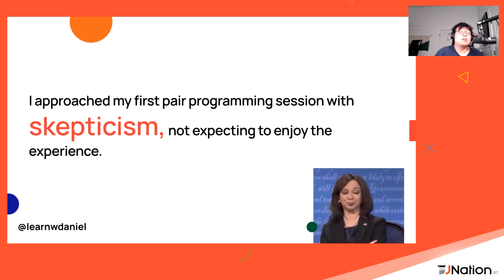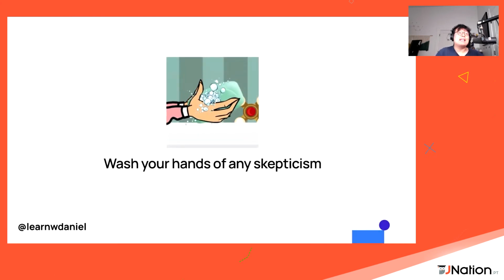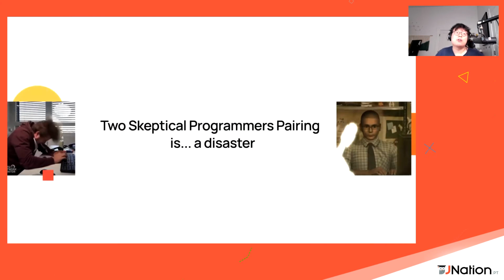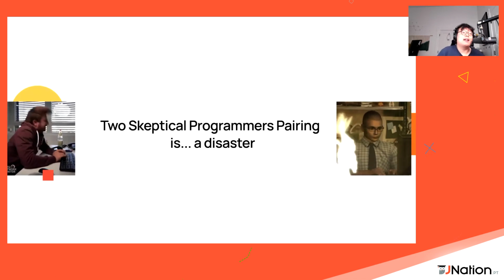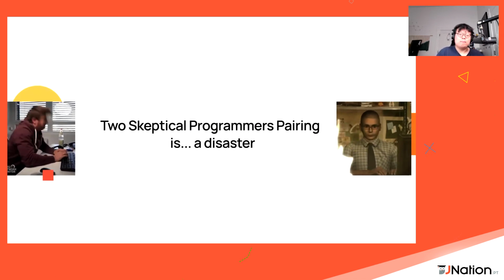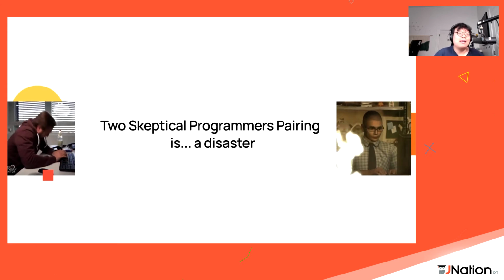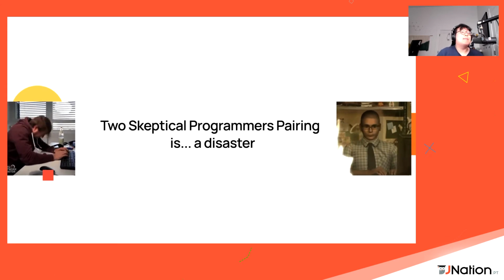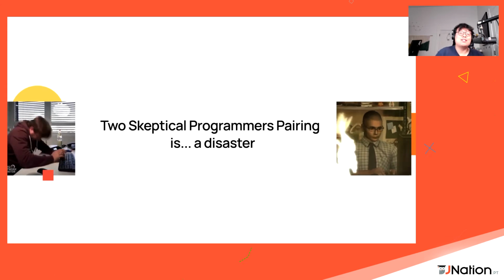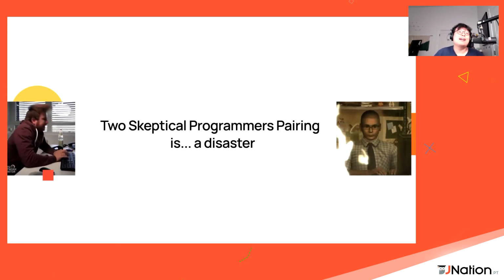Why am I meeting this person in pair programming together? And I was not expecting to enjoy the experience. I had a lot of preconceived notions of what pair programming is and how inefficient I thought it was. And that kind of starts you off on the wrong foot. So it's really important that you wash your hands of any skepticism, because two skeptical program developers pairing together is a disaster. Because if two people both believe that what they're doing is a waste of time, the likelihood of that programming session being super successful or super productive is very, very low.